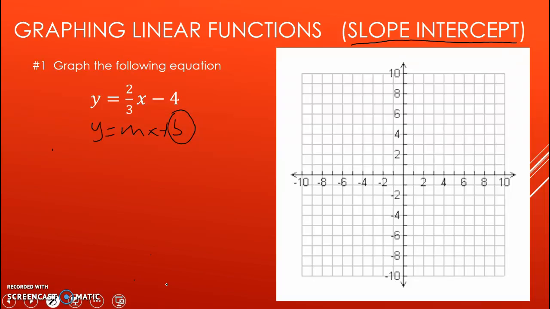2/3. So from -4, I'm going to go up 2 and over 3, up 2 and over 3, and I'm going to have a line that looks something like this. Didn't go through all those points very well, but you get the idea here.